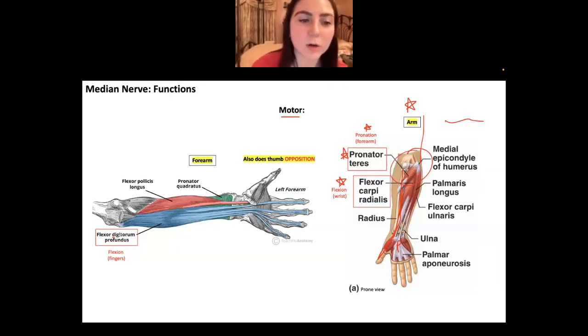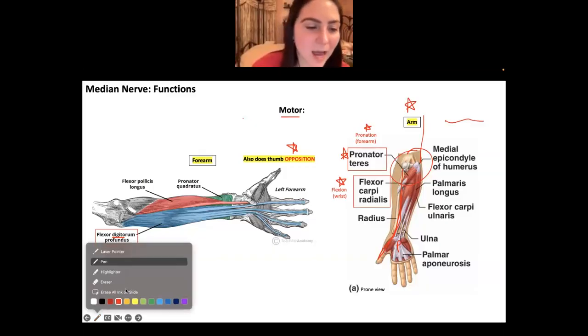So flexor digitorum profundus, digits in the name, so we know it's the fingers. So we're going to do finger flexion like this. So it does that one, and it also does thumb opposition. So thumb opposition is going to be like this. Like we have opposable thumbs because we're humans. This is the thumb opposition. Your median nerve does thumb opposition, okay? And again, that's going to be really important for one of the pathology states for median nerve palsy, aka carpal tunnel, which I'll talk about in a second.